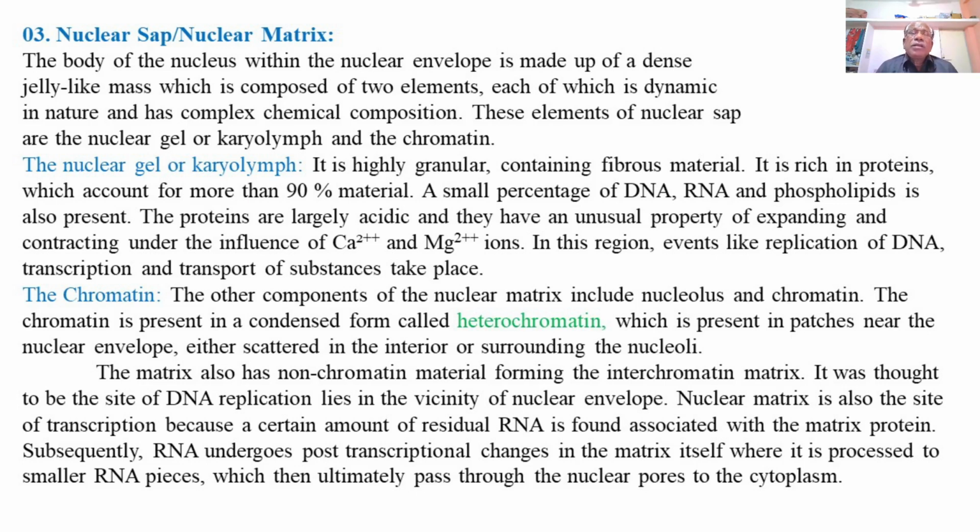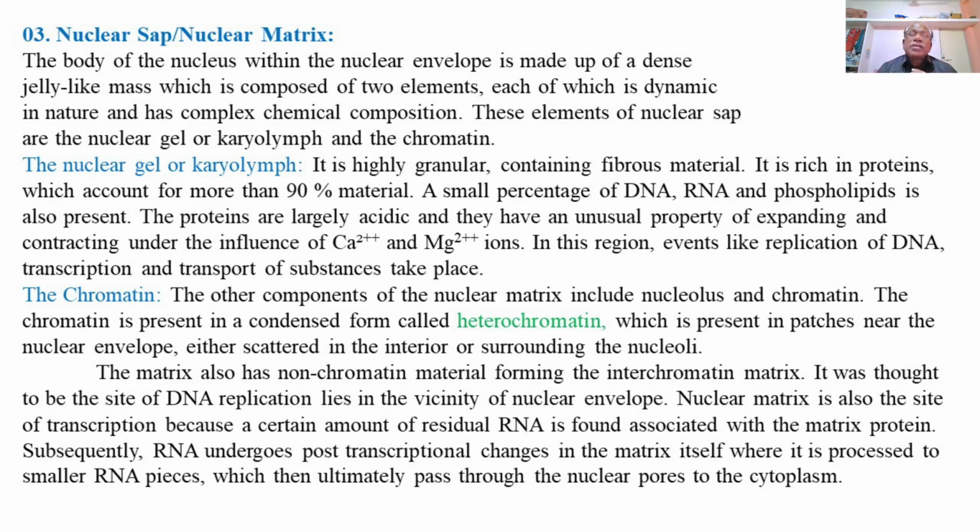The chromatin material, which is usually in the form of chromosomes, is the other component present in the nuclear matrix or nucleoplasm, which includes the nucleolus and the chromatin. The chromatin is present in a condensed or compact form called heterochromatin, which is present in patches near the nuclear envelope, either scattered in the interior or surrounding the nucleolus.